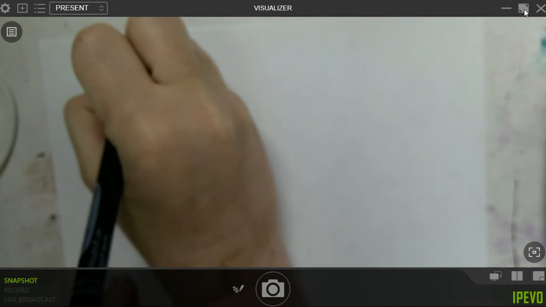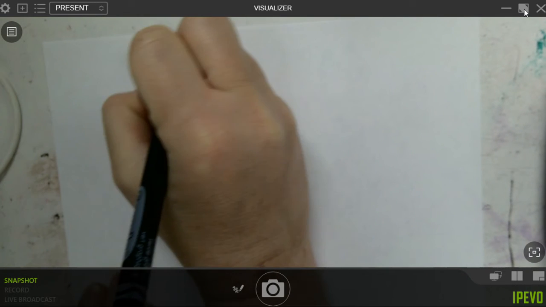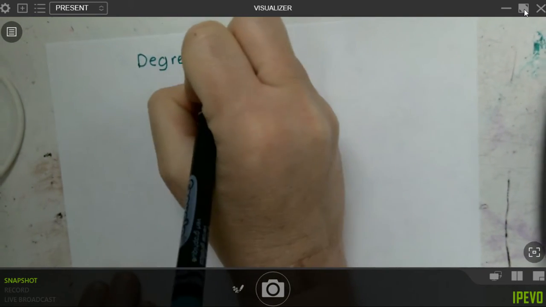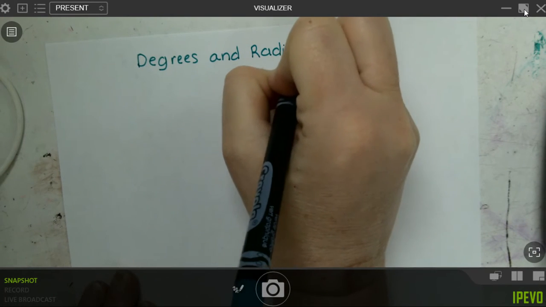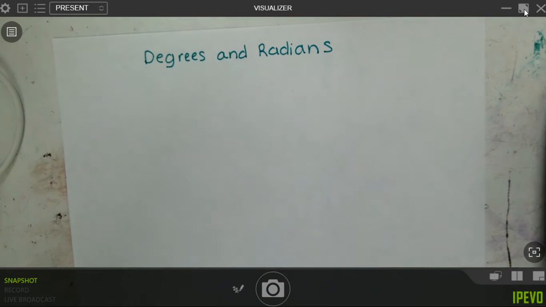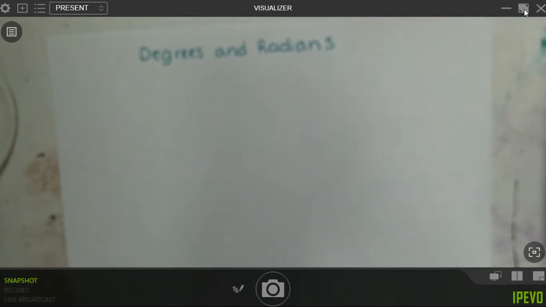So, like I said, we're going to talk today about degrees and radians. What are radians and how do we convert between them? All right, so degrees and radians. So, first of all, I guess we should decide what is a radian.